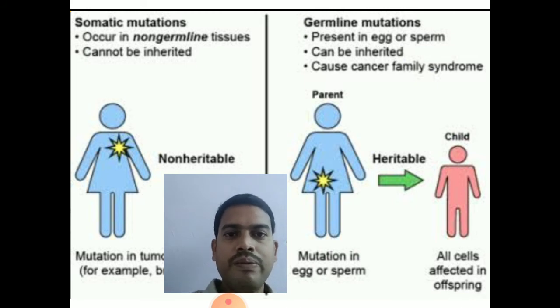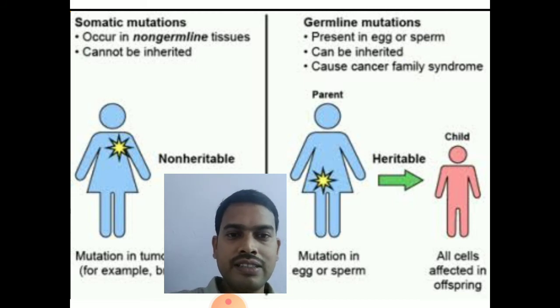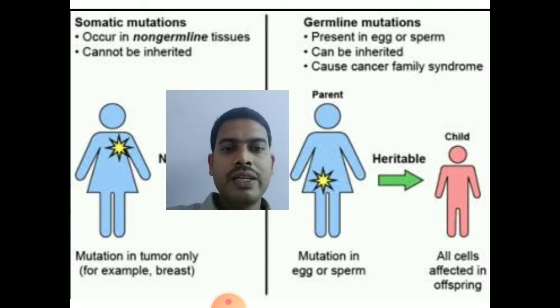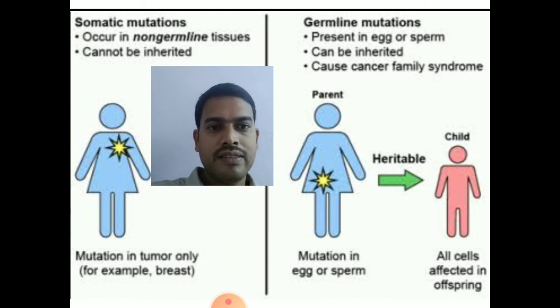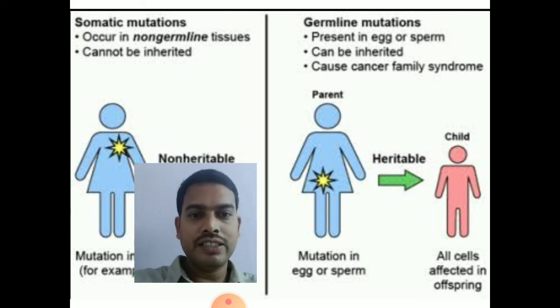If the mutations occur in somatic cells, they are called somatic mutations. They are not inherited since they occur in the somatic cells. For example, the best example is breast cancer. Breast cells are somatic cells. If it occurs in somatic cells of breast, it is not heritable. If it is genetic, then it is heritable. Those are called germline mutations.